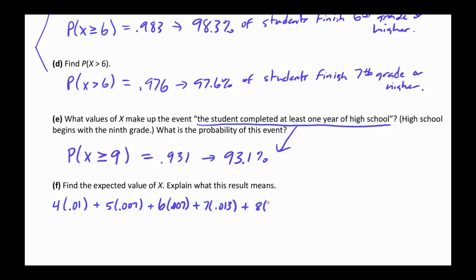plus 8 years, which was 0.032, 9 years, 0.068, 10 years, 0.070, and then let's keep going, 11 years, 0.041, and they finished high school, meaning 0.752, 75% chance that they completed 12th grade.